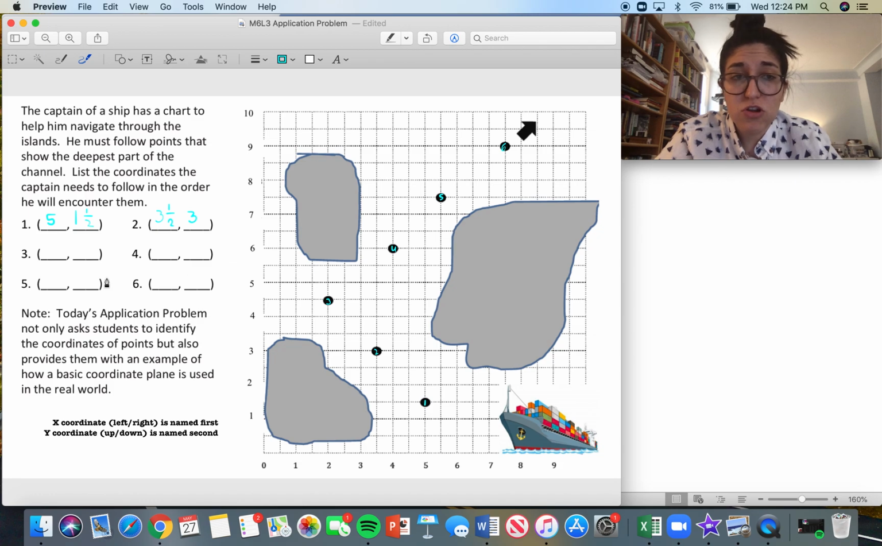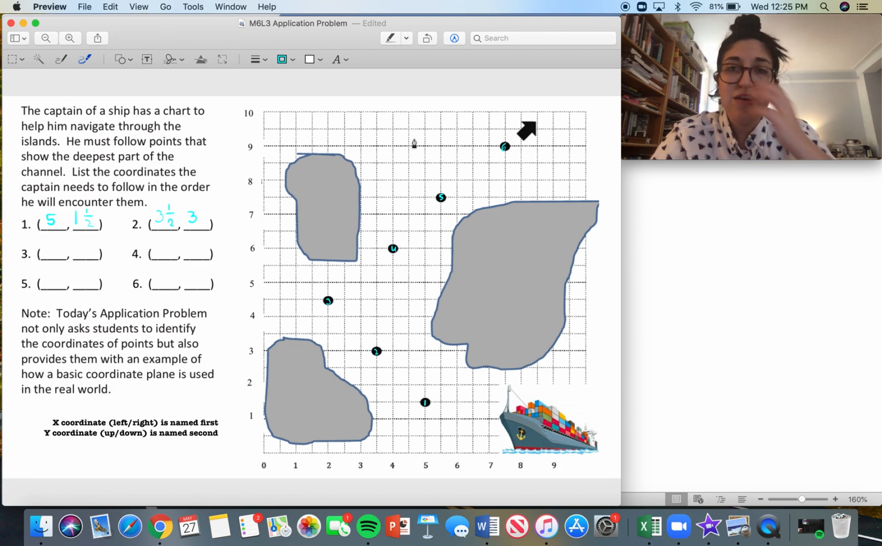So the next ones you're going to do on your own, or if you want some help, you can always come to office hours with me and Miss Andrea. But the next one you're going to do is this one, because this is the next point that the captain needs to get to. That's going to be point 3. Then you're going to write it down for point 4, point 5, and finally point 6. And that is how you are going to answer this application problem for the day.